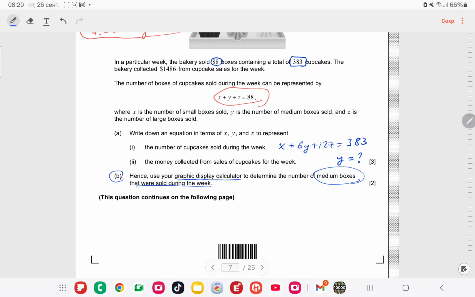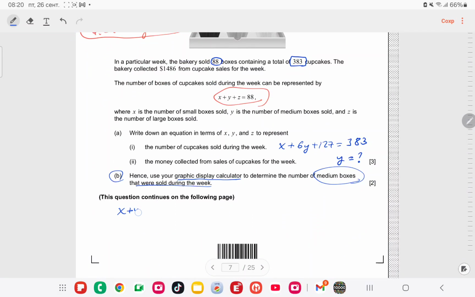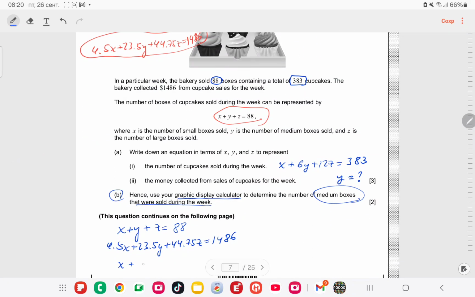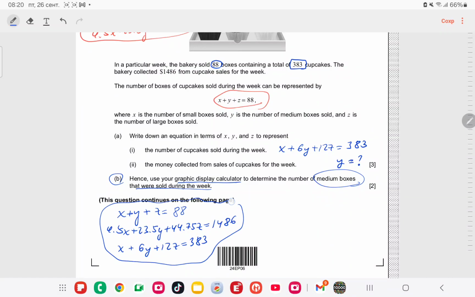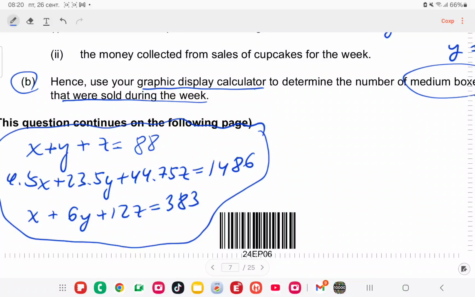Now if we collect everything in one place, let's do it this way: x plus y plus z is equal to 88. Now let's copy the second equation, and you will see that we have a system of linear equations that can be solved in your calculator. And the last one: x plus 6y plus 12z is equal to 383. So we have a system of equations, and using your calculator you can find the solution. How to do it? I hope you know.